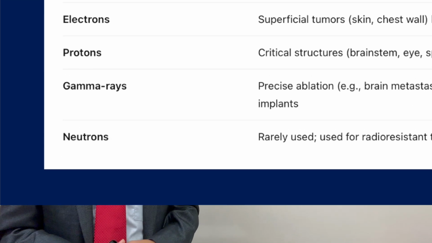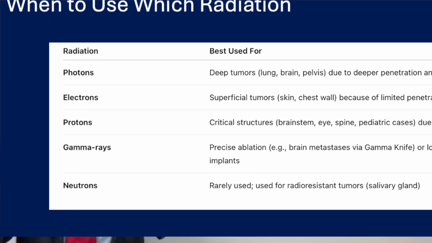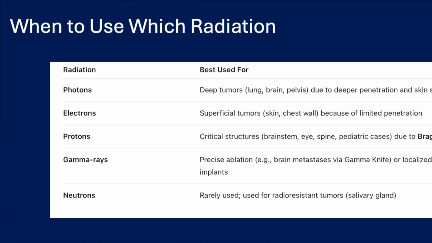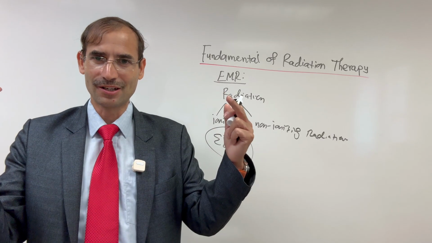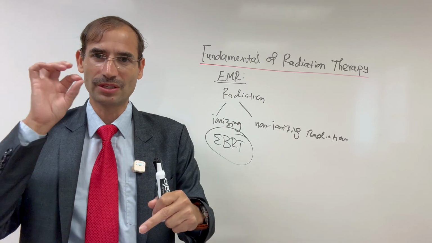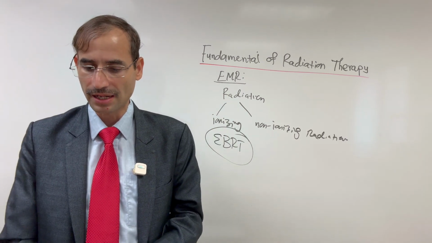The gamma rays also give precise ablation, maybe for brain metastasis. So we use the gamma knife. It's not a knife, it's very precise, without taking out the skull or anything. You give the gamma rays, and we can also implant localized sources.